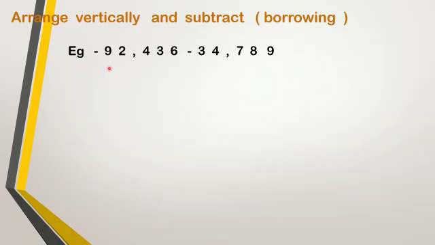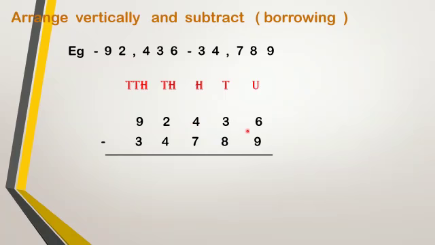Let's move ahead. Arrange vertically and subtract. Again the same, but this time teacher has written borrowing. Here is my sum. 92,436 minus 34,785. 5 place values, and this is how I place my 5 numbers with the subtraction sign. Now if you take 6 fingers and try removing 9 out of it, we cannot do it. So I borrow. From 3, I borrow 1.